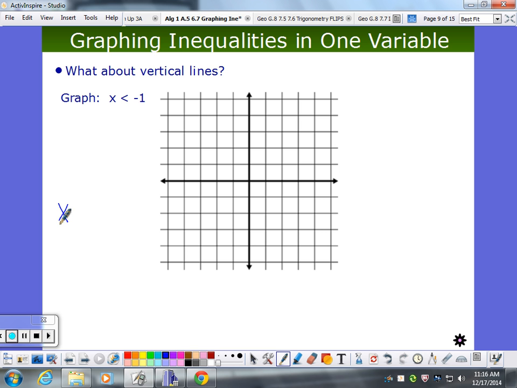What does x equal -1 look like? A vertical line that goes through -1. Solid or dashed? Dash. Less than. It is -1, less than -1, not a solution. So I put my dash line where x equals -1. Sometimes it's hard to tell, so especially if you're turning something in to me, just note this is a dash line. Where is x less than -1? Left side or right side? Left side.